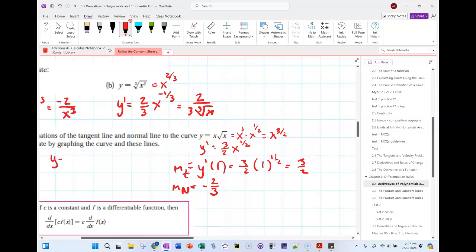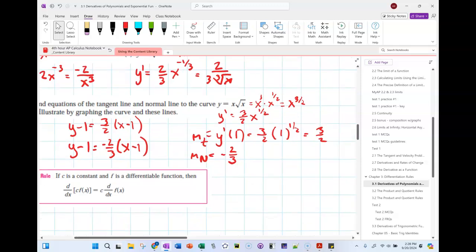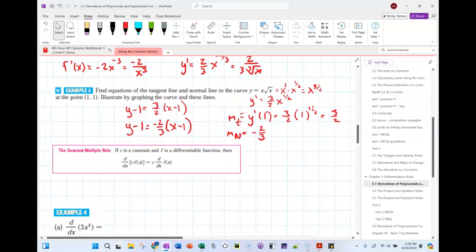So we say y minus y1 equals m times x minus x1 for the tangent. And y minus y1 equals m times x minus x1 for the normal. Cool beans? No big deal. Boy, that's a nice way of finding those derivatives, isn't it? All right. More derivative shortcuts.